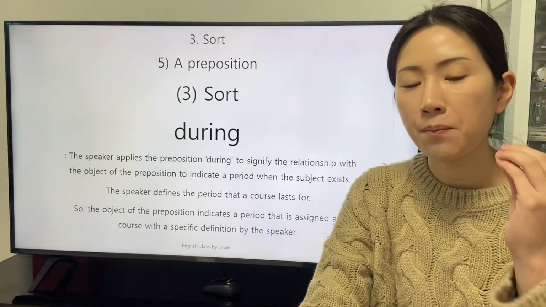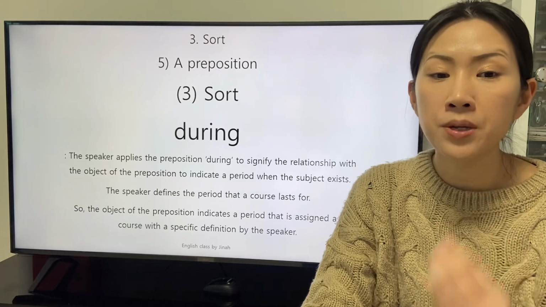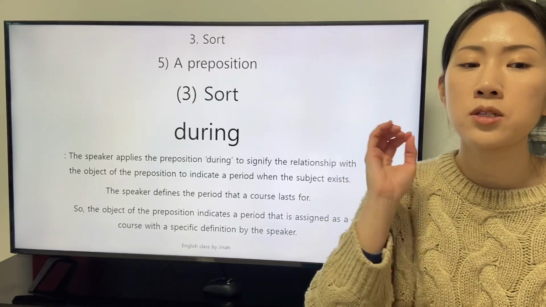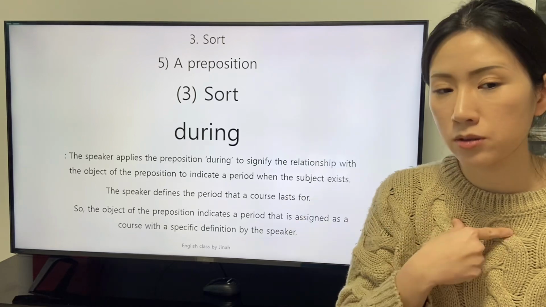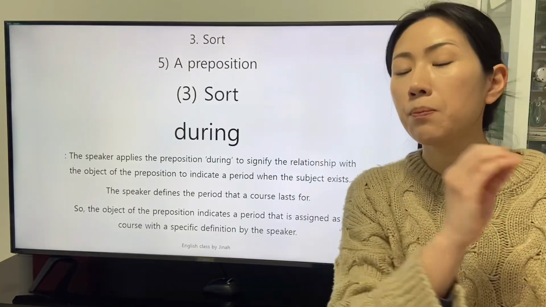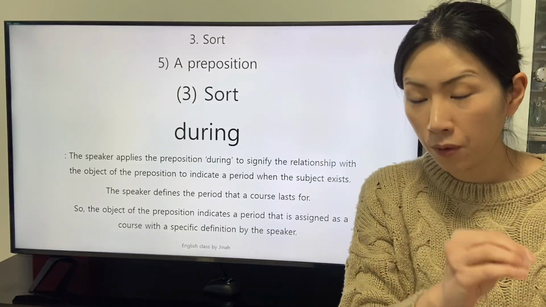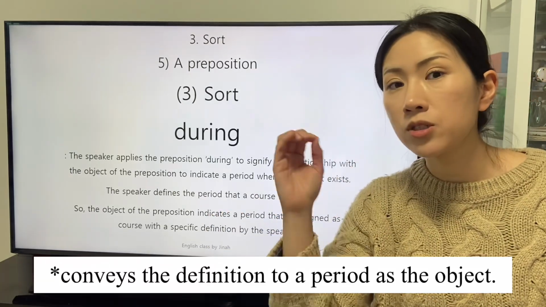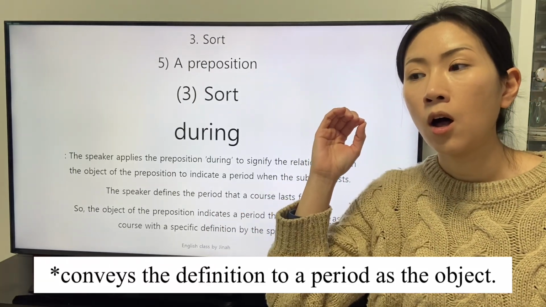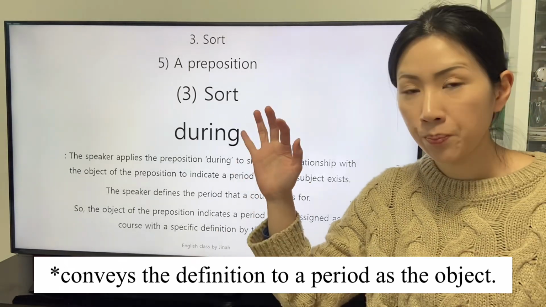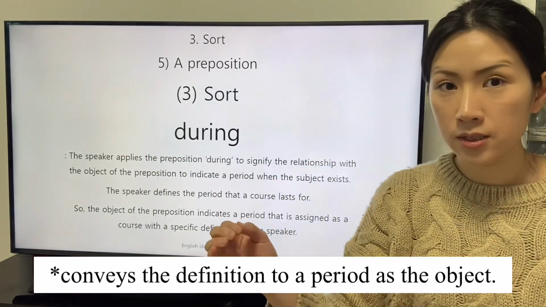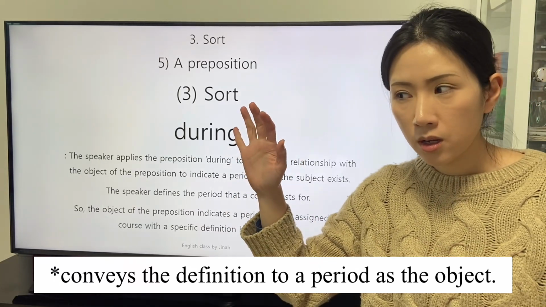So the object of the preposition indicates a period that is assigned as occurs with a specific definition by the speaker. The preposition for or during takes a period as the object.